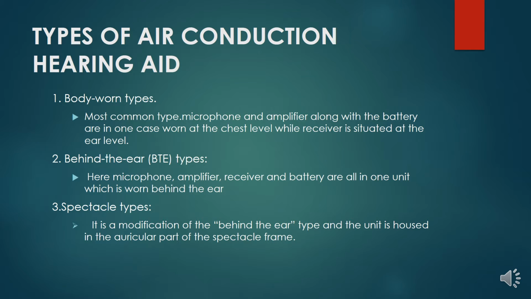Now, types of air conduction hearing aid. First one is the body worn type. It is the most common type that is used. The microphone and the amplifier along with the battery are in one case worn at chest level, while the receiver is situated at the ear level. The second one is the behind the ear type. Here the microphone, amplifier, receiver and battery all are in one unit which is worn behind the ear. Third, the spectacle type, it is a modification of behind the ear only, wherein the unit is housed in the auricular part of the spectacle frame.